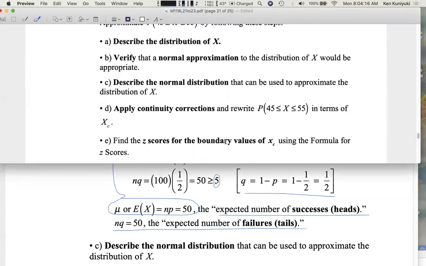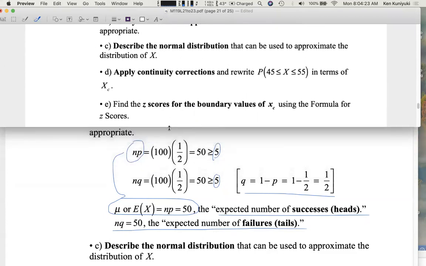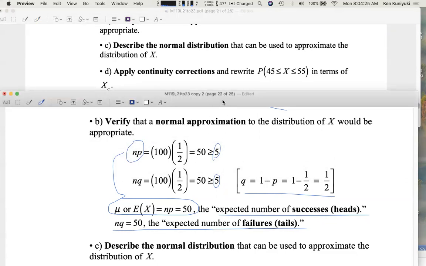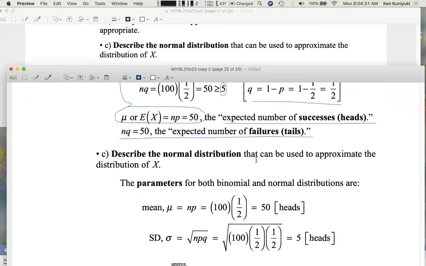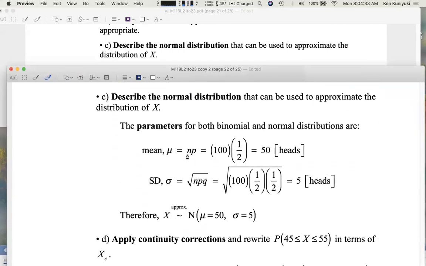C, describe the normal distribution that can be used to approximate the distribution of x. So what is the distribution that we can apply? Well, as I just mentioned, the mean is np, or 50. That's the first key parameter for the normal. The mean mu is np. We work that out: 100 times 1/2 is 50. Technically 50 heads, if you want the unit.